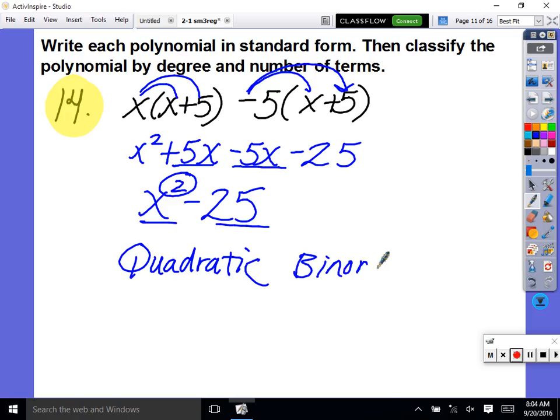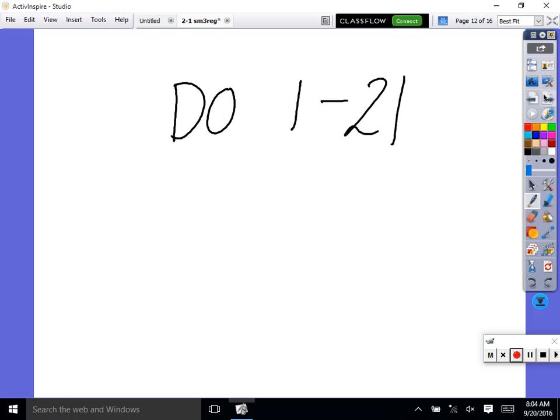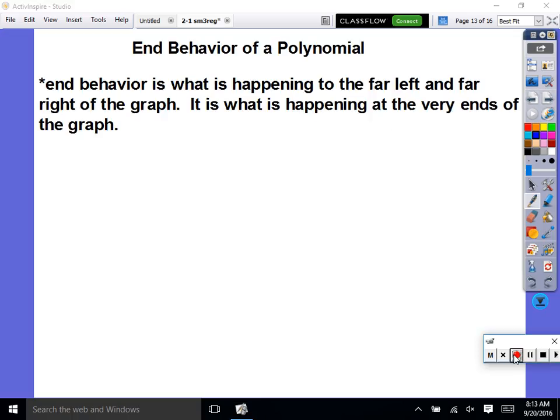Okay, awesome. Okay, what I'm going to have you do is do problems 1 through 21, and you can check them with me. This is a little bit more difficult, but you got it as long as you're paying attention. I'm going to try to really put it into basic form for you.